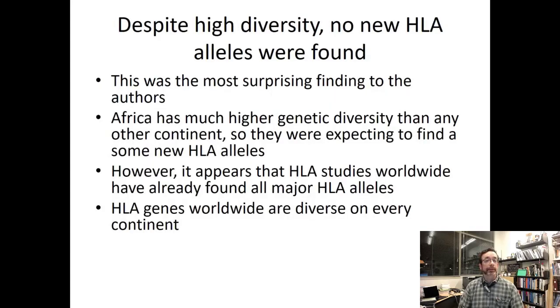So the fact is, despite all this diversity, they had a bunch of haplotypes, but all of the haplotypes contained alleles that had been seen before. This was the most surprising to the authors because they really expected, with the high amounts of genetic diversity, to be able to find at least a few new MHC HLA alleles. So they were expecting to find some, but it appears that HLA studies worldwide have already found all the major HLA alleles, which means that we probably know all of the HLA alleles that are in humanity as a whole across the world. And HLA genes are also diversified on every continent.